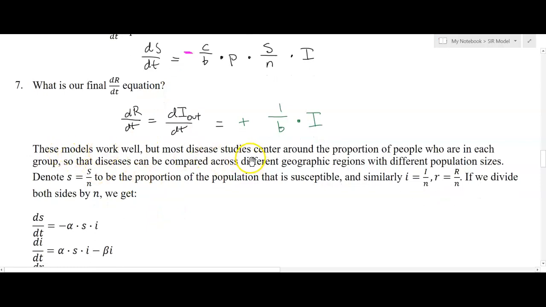So these models work well, but most disease studies center around the proportion of people who are in each group so that disease can be compared across different geographic regions with different population sizes. Denote little s to be capital S divided by N. So take the number of susceptible people, divide it by the population size. That gives you the proportion of the population that is susceptible. And similarly, little i will equal capital I divided by N, not to be confused with the complex number. That's not what we're talking about here. And little r will be the proportion of people who are removed.